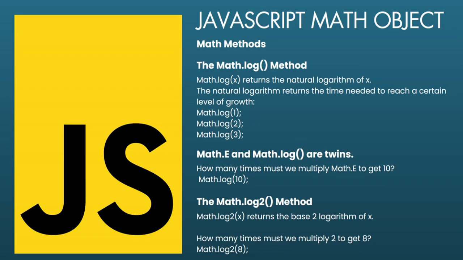The math.log method returns the natural logarithm of a number. Natural logarithm returns the time needed to reach a certain level of growth. Here are a few examples: Math.log takes 1 as the data or parameter, Math.log takes 2 as the parameter, and the same for the last example on the screen. Let's take a look at how this works and the expected output for each of them in my code editor.